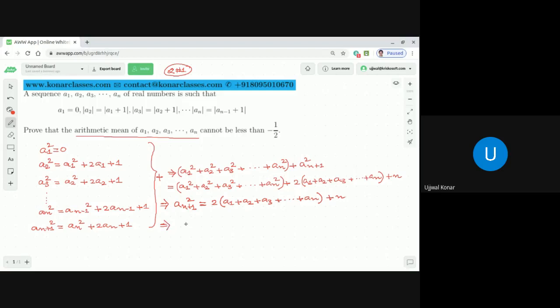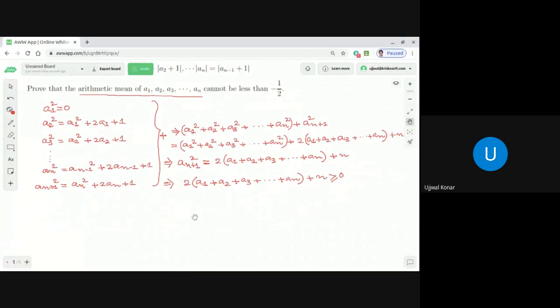So from here, what can we conclude? We can conclude that 2 into a1 plus a2 plus a3 plus dot dot dot plus an, plus n, is greater than or equal to 0. It can be equal to 0. An plus 1 can be 0 in some case, right? It can be at most equal to 0, but otherwise it will always be greater than or equal to 0, since it is an plus 1 whole square. Correct, dear students?